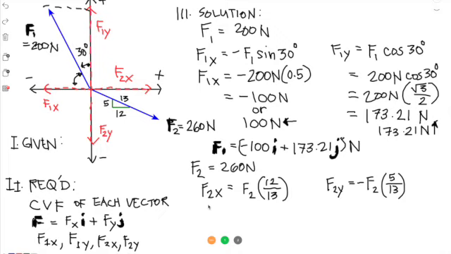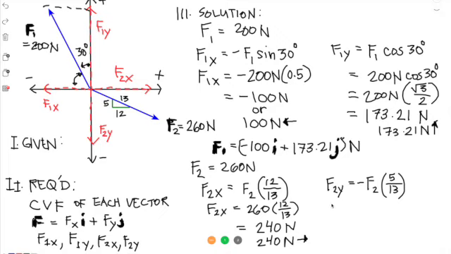Okay, so solving this, f2x would be 260 times 12 all over 13. That would give us 260 by 12 divided by 13. That's 240 newtons, still positive 240 newtons, and it's going to the right.